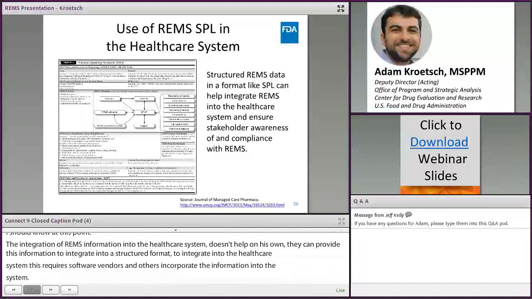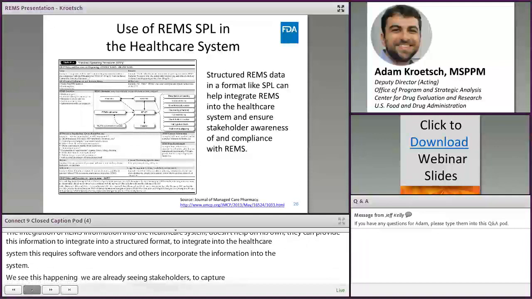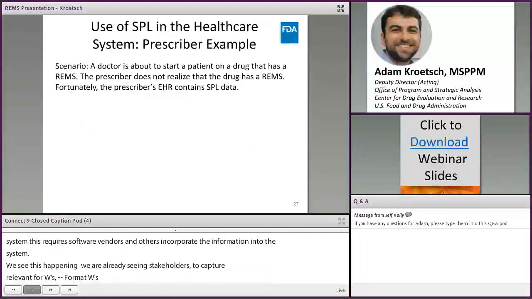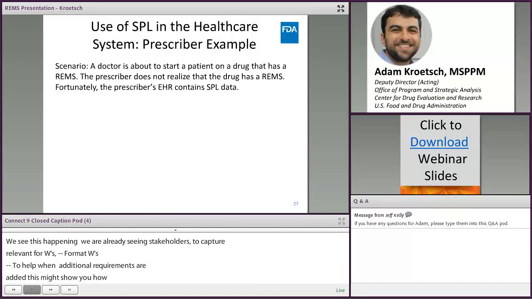And we're already seeing stakeholders go through REMS documents by hand and capture all of the relevant 4Ws of the REMS and incorporate it into their system. Our hope is that SPL can help make that process much simpler and help automate it, particularly as more and more new REMS come about and additional requirements are added. And so the scenarios that I'm about to explain to you here show you how that information might get used. I want to walk you through these. These are hypothetical scenarios that show how the structured data in REMS SPL can facilitate integration of REMS into the healthcare system. So let's start with a scenario that might be used for prescribers.